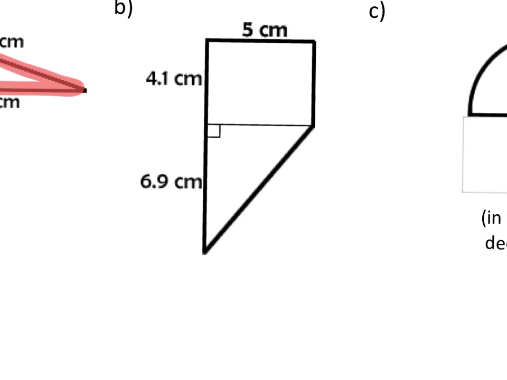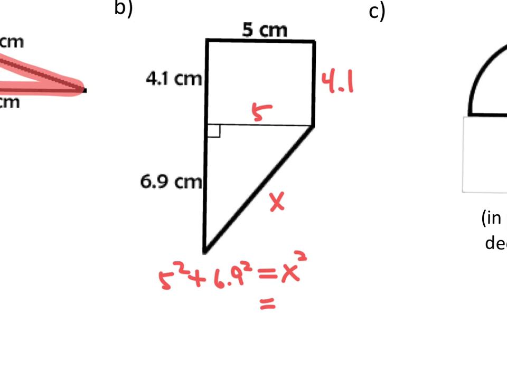Next problem, looking for the perimeter here. I will mark up my diagram. I'm looking for this x distance right there to find the perimeter, and also this distance here, but I know that that's 4.1. So if I drop down the 5, then I can use Pythagorean theorem to get the x. So that'll give me 5 squared plus 6.9 squared is equal to x squared.